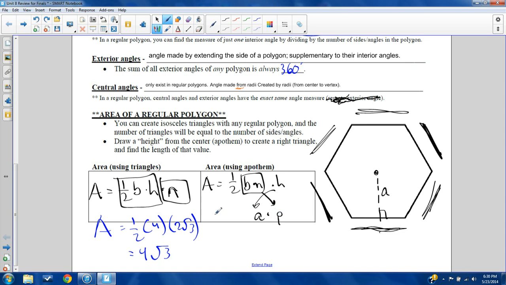So if you want to find the area of your polygon, it is also known as 1/2 apothem times perimeter. Now, it's no different. You do the exact same thing. You have to find this.